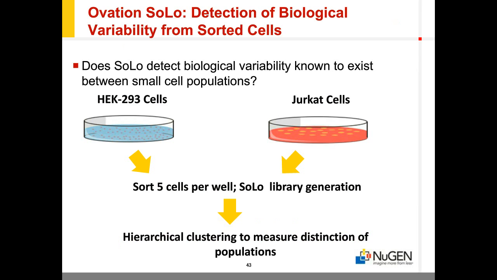We have also measured whether Solo libraries can accurately discriminate between different cell types used as input in very small populations. We considered this a test of whether true biological variability is detected using cell lysates as input into the Solo workflow. To this end, we made libraries from 5 sorted HEK293 and URCAT cells, then performed hierarchical clustering of the resulting final libraries to identify whether different cell populations were accurately distinguished.